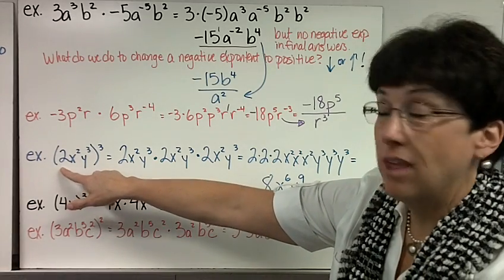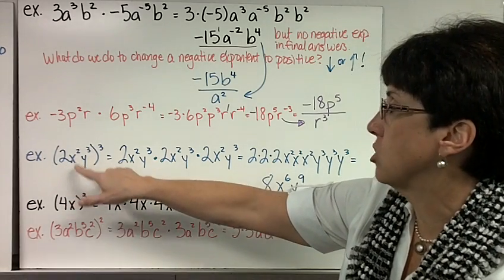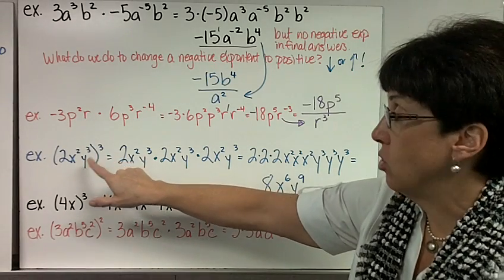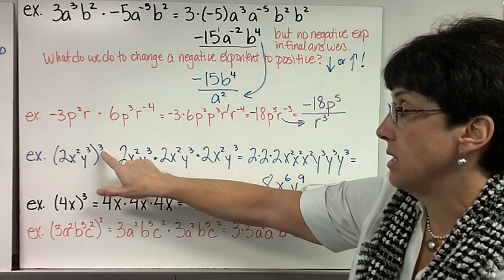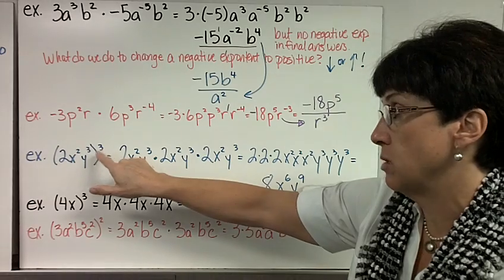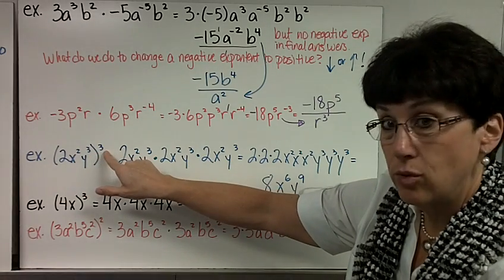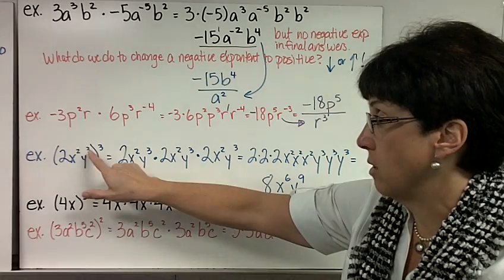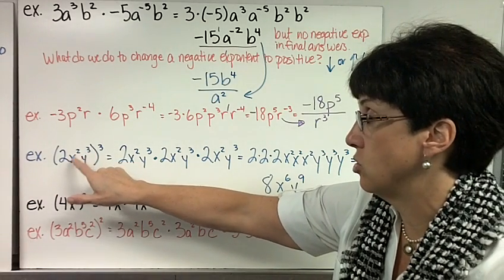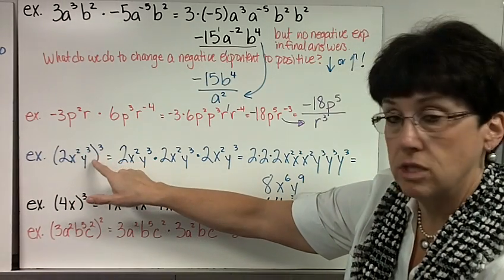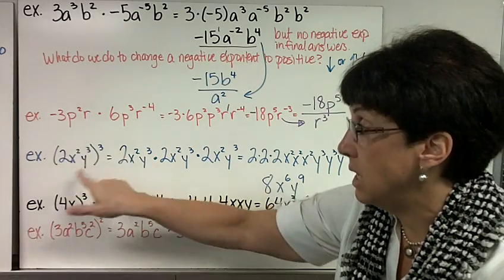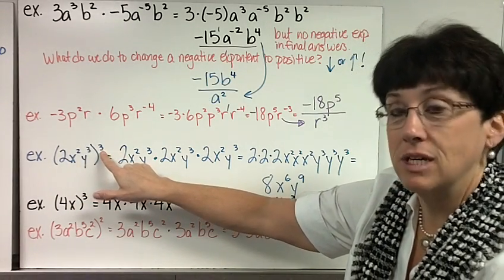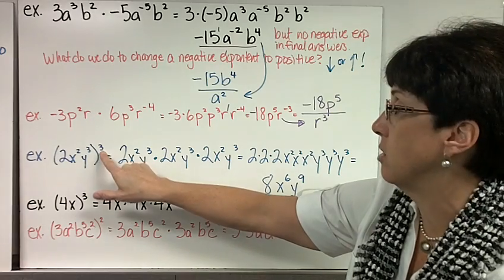All right, here's another thing. What if I have the quantity of 2x squared y to the third, that whole thing to the third power? Notice this is different because this has an exponent right next to a parentheses, or exponent next to an exponent. This 3 doesn't have its own base. See, what I mean is this y to the third, this 3 belongs to the y, this 2 belongs to the x. This 3 just is for the parentheses.